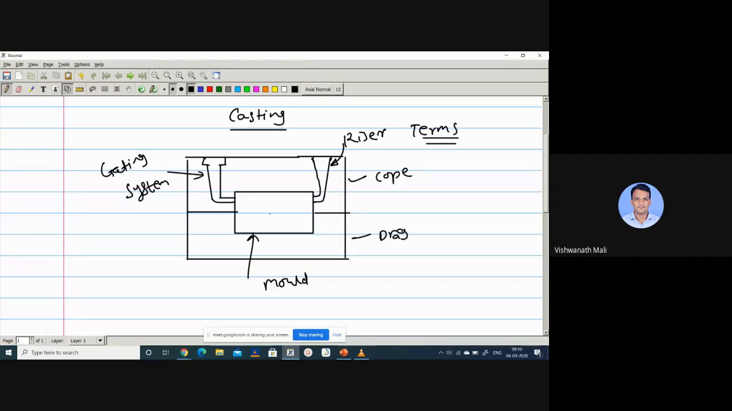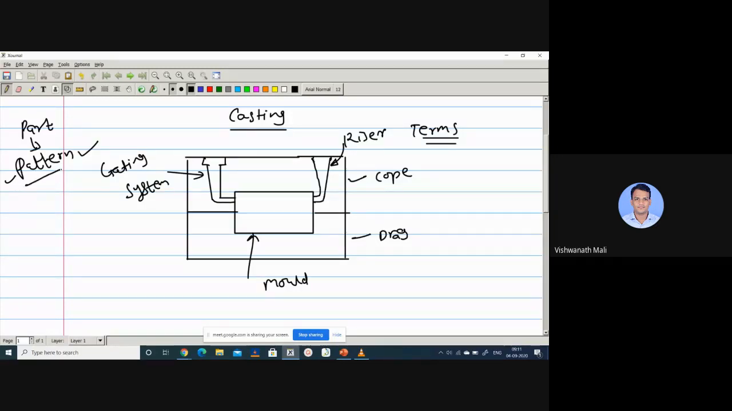Then we are studying these basic terms step by step. What is the first term? Pattern. According to the actual product or part, we prepare the pattern. So we have studied the pattern. What is meant by pattern? What are the different types of pattern? How to make the pattern? What are the materials used for pattern? And what design considerations we need to take care of while designing the pattern? That part we have studied.